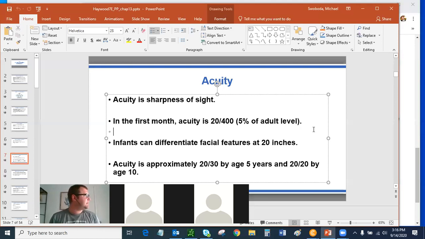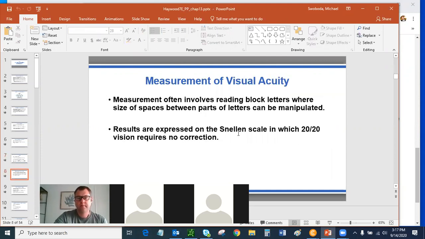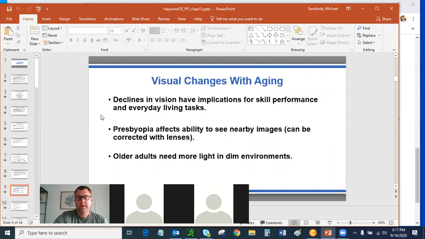It'd be like if I looked at people from a distance, I could tell there's a bunch of people out there, but I can't tell who each individual person is because I can't see or distinguish their facial features, who they are. Obviously your vision improves, but until then, it's going to be very difficult for you to have a lot of perceptual skills because you lack the vision to be able to perceive things. We all know vision declines with aging. Pretty self-explanatory there.